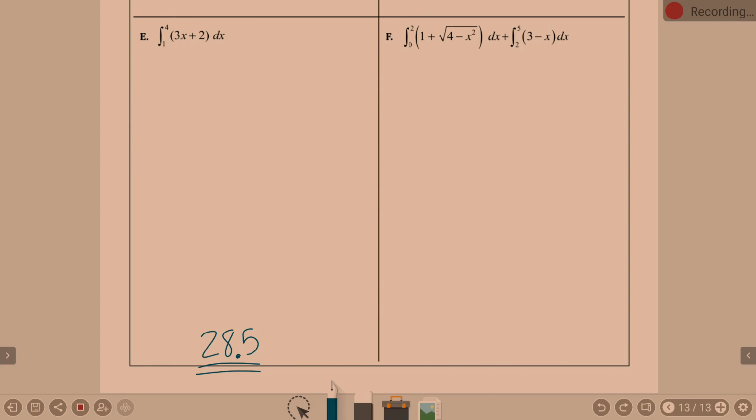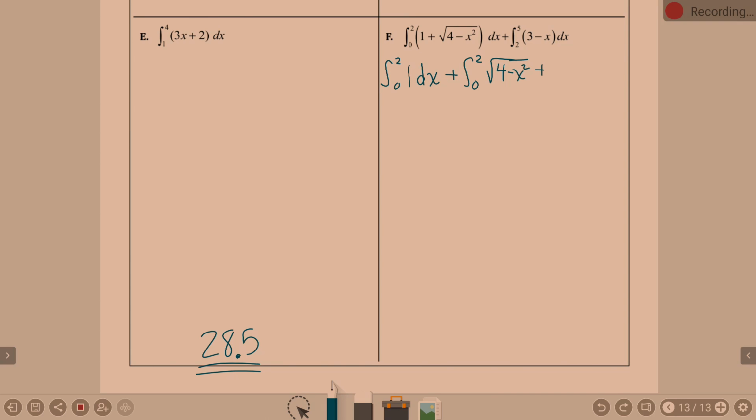I also was going to say we could break this into 2. I'm not saying you guys are wrong. I'm saying we could say this is the integral from 0 to 2 of 1 dx plus the integral from 0 to 2 of the square root of 4 minus x squared. Are you seeing where I'm going with this as an option?